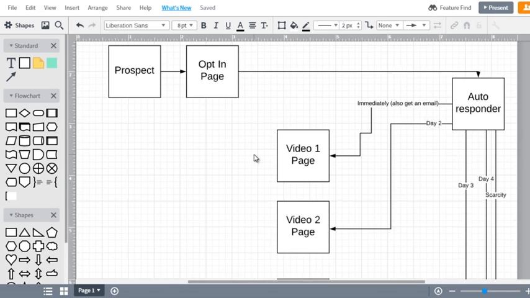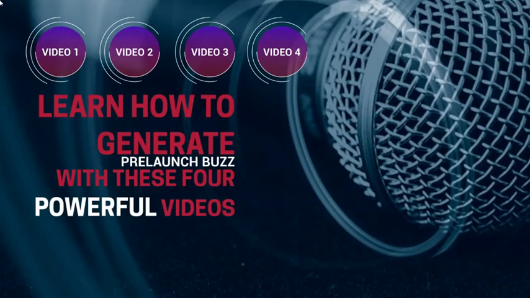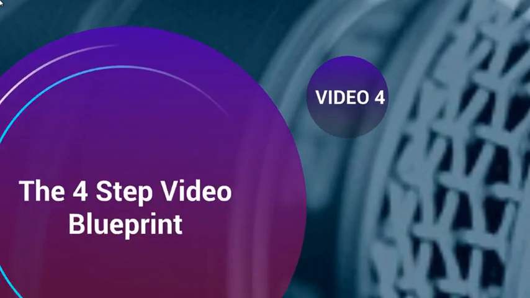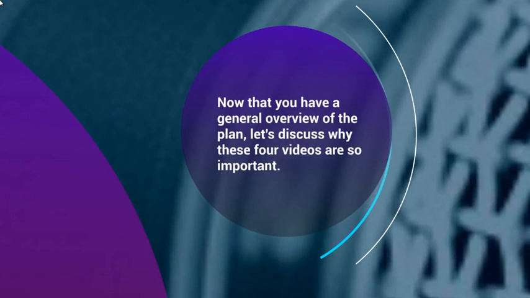And with that said, let's move on to the next video and talk about a quick overview of the 4 videos. Hello and welcome back. This is video number 4. And we're going to jump right in and talk about the 4-step video blueprint. And I'm going to give you a quick overview before we dive into each and every one of these videos. So now that you have a general overview of the plan, let's discuss why these 4 videos are so important.